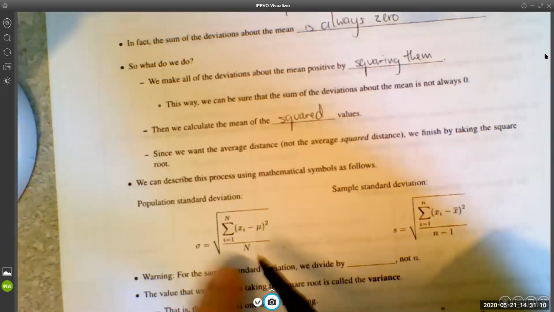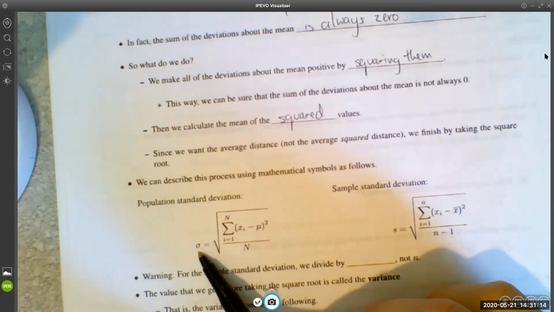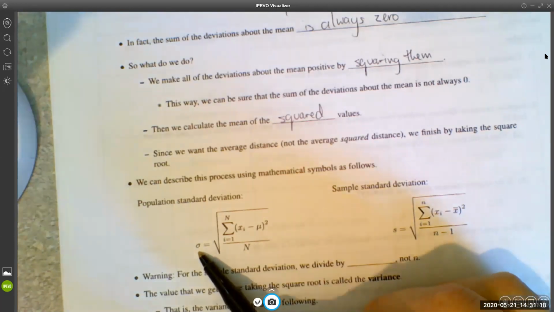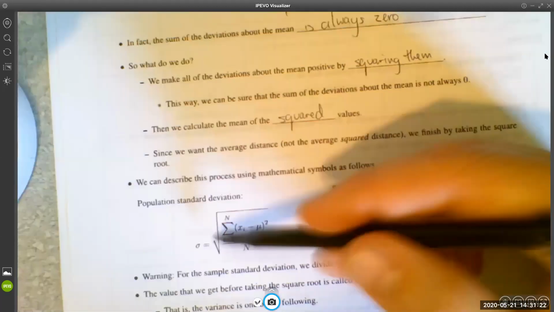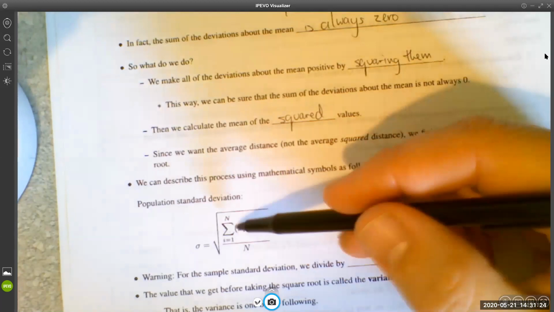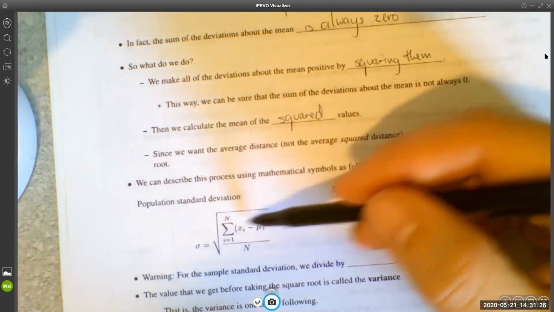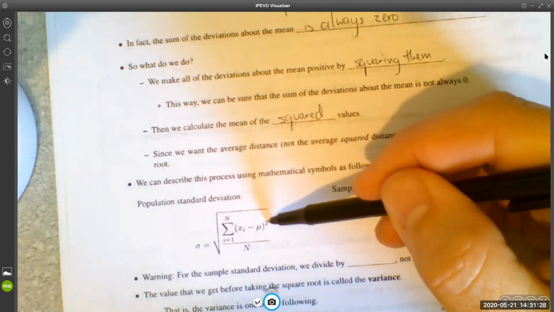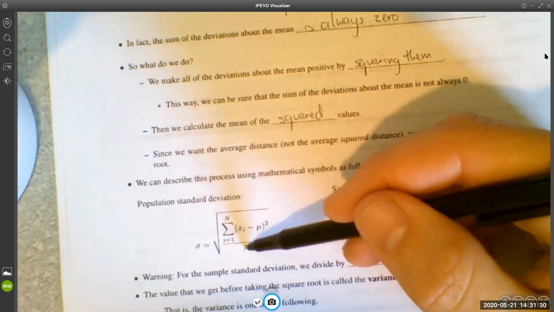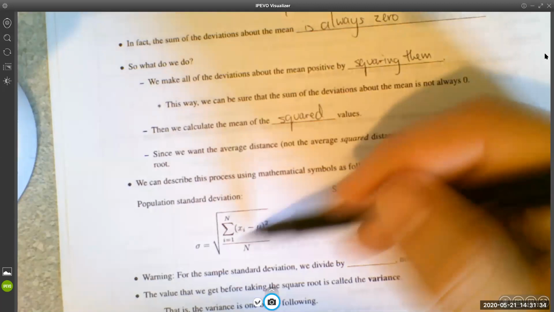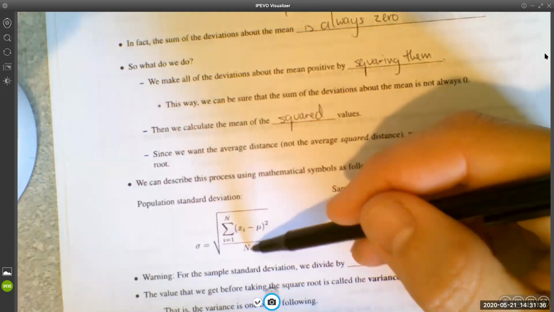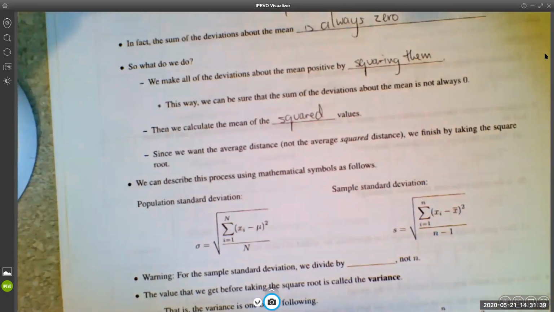For the population standard deviation, we use this symbol here. This is a lowercase sigma, the Greek letter sigma. So the population standard deviation is going to be the square root of the deviations about the mean squared and then averaged. So you add up all of the squares of the deviations, and then divide by the number of observations.